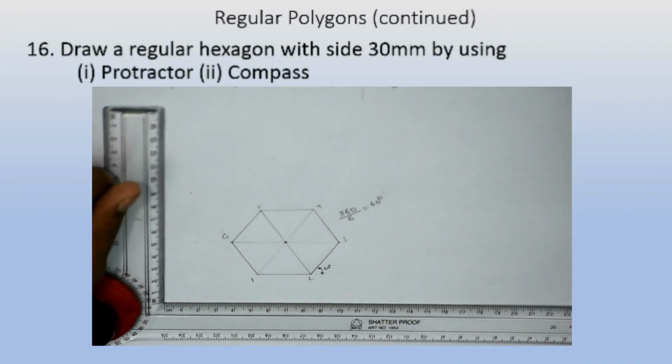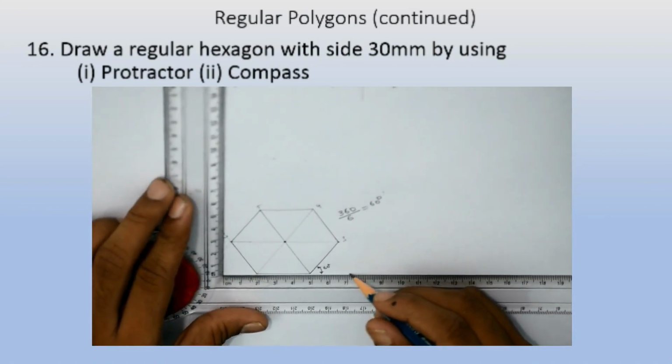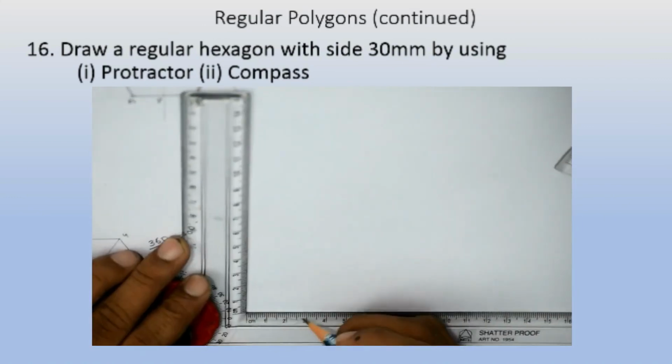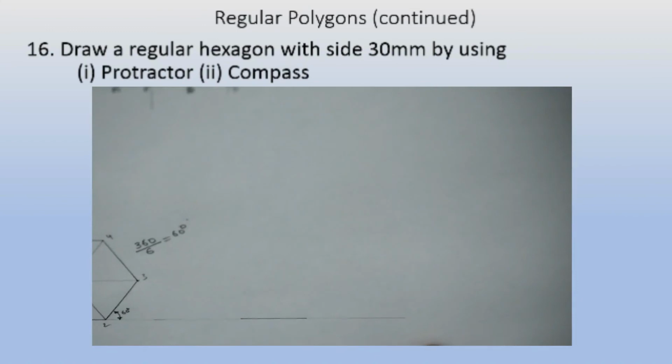Some people will say that you have to take a 120 degree angle also. That will also be correct, but that depends from which point you are taking the angle in the protractor scale. So at this point, just say that it is 60 degree. It is easy to remember also. 360 by 6 is equal to 60.